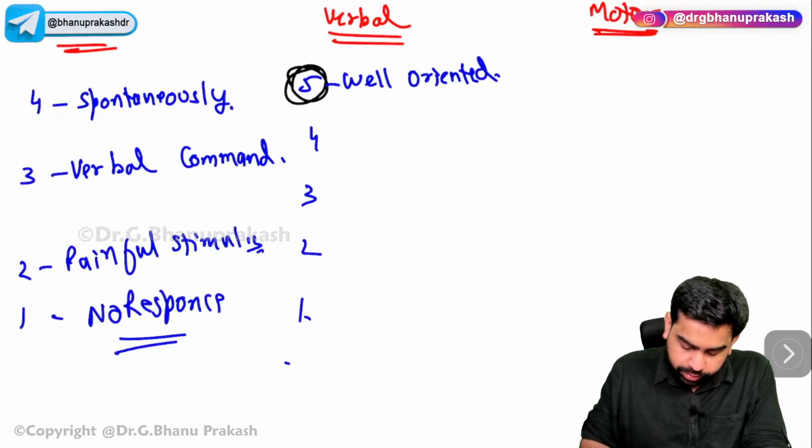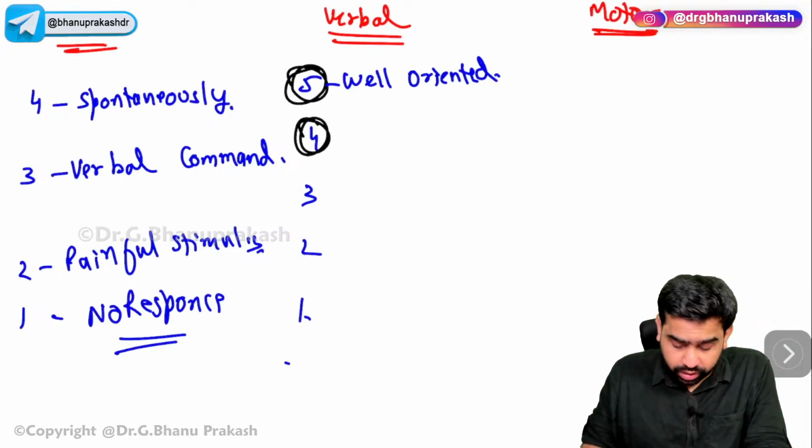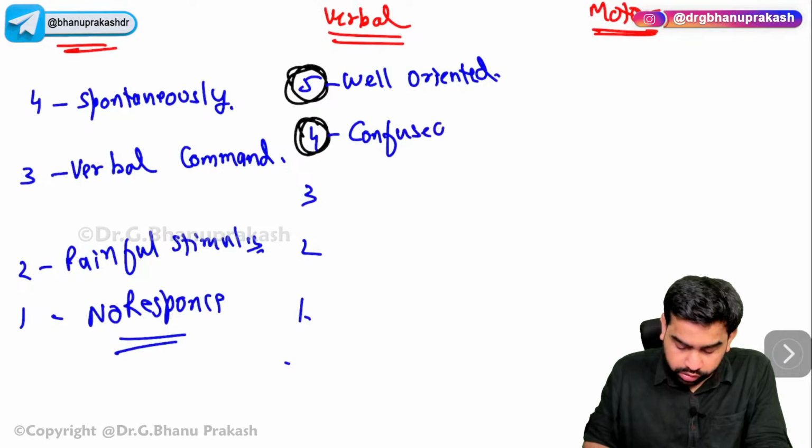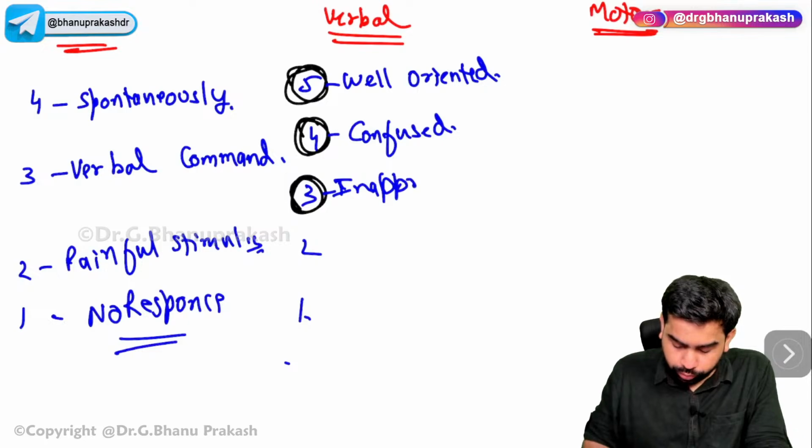What is the verbal response of 4? Verbal response of 4 is when the patient is confused. When the patient is confused, this is 4. What about the verbal response of 3? What is the verbal response of 3? This is inappropriate words. What do you understand by inappropriate words?